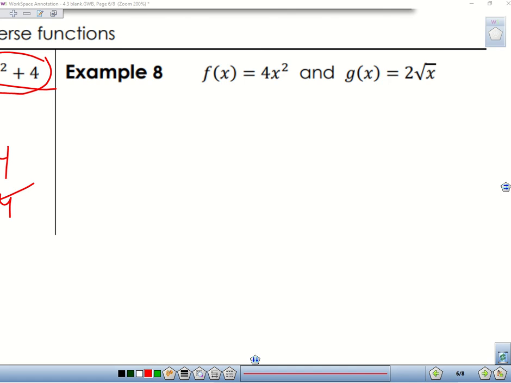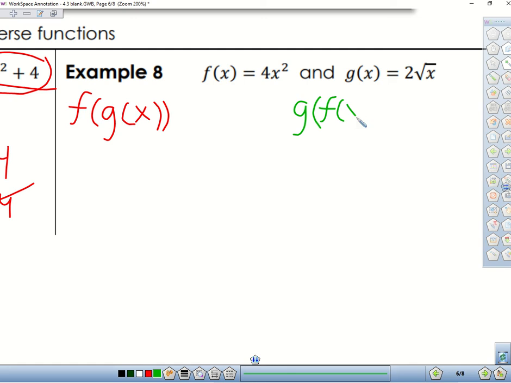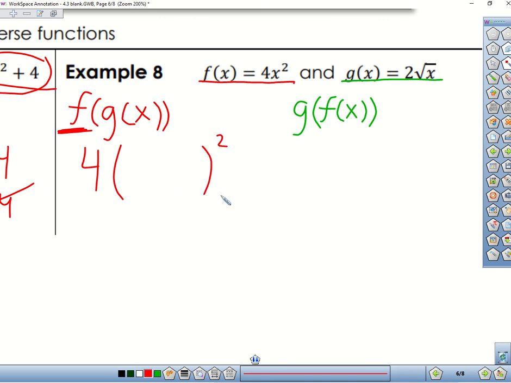8. So we have to find f of g of x, and we have to find g of f of x. So this one will be red, this one will be green. Okay? So first thing you do is you write the function that's on the outside, but you write it as empty. So you leave the x out of it. But you just write parentheses instead of the x.